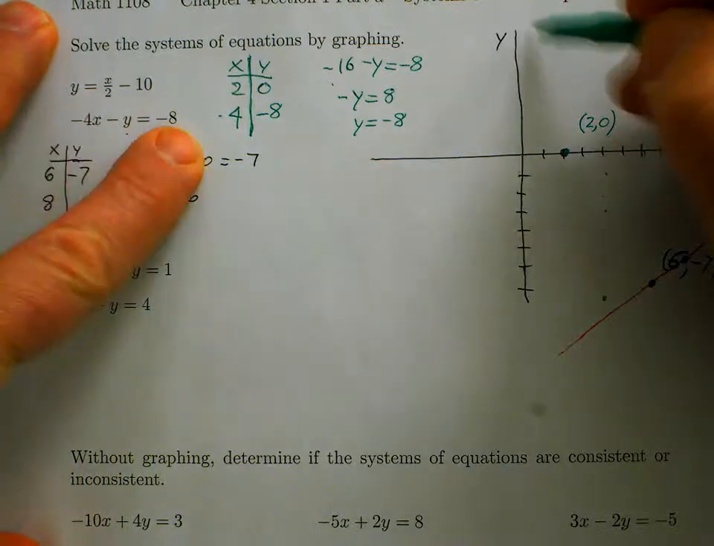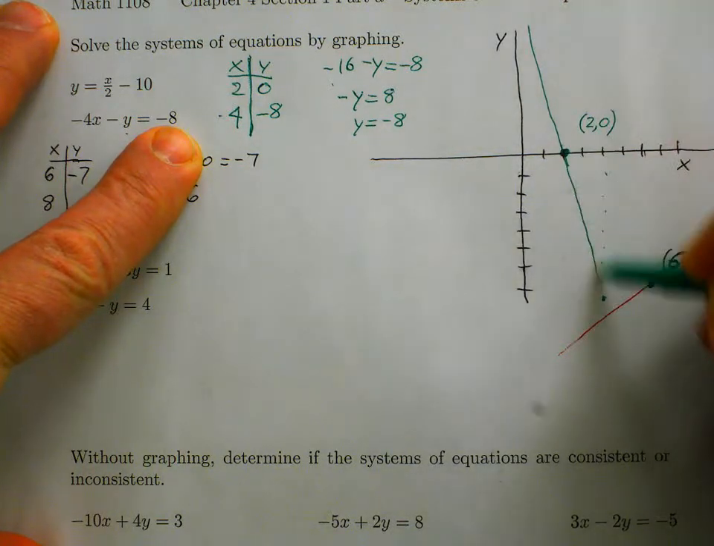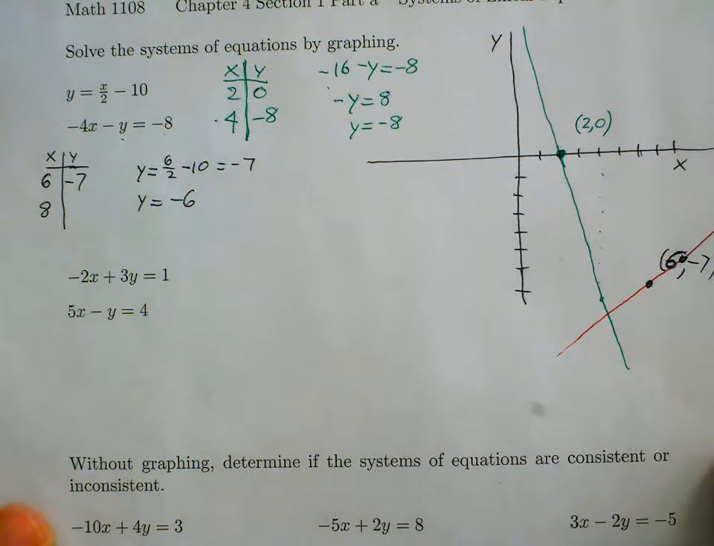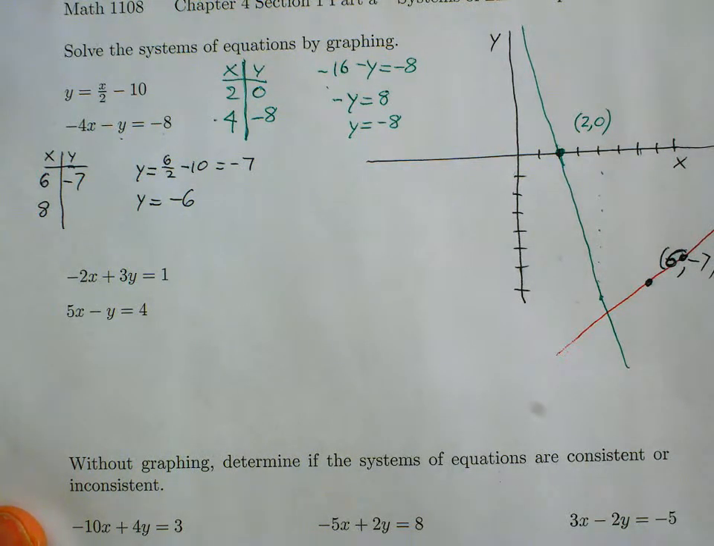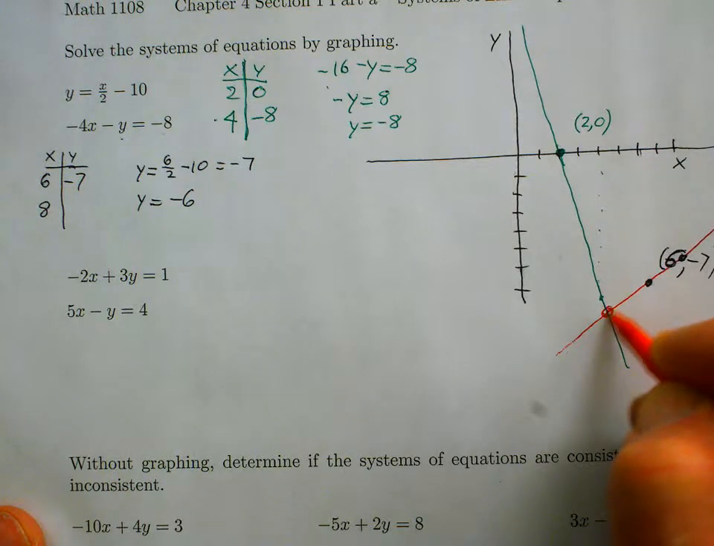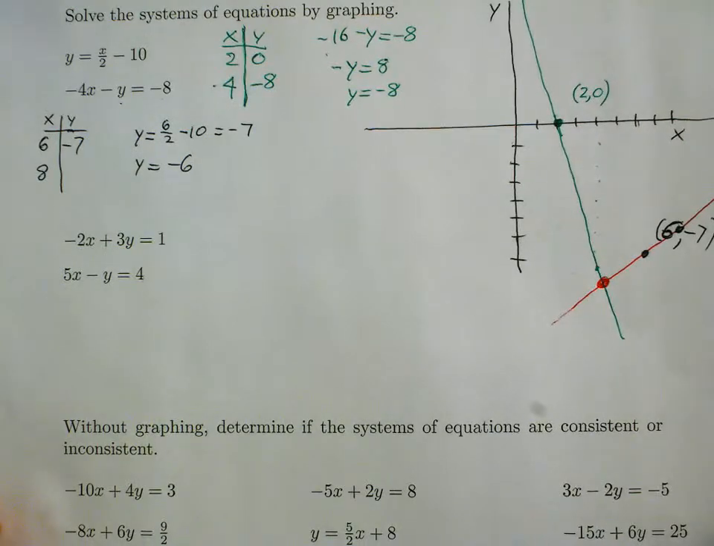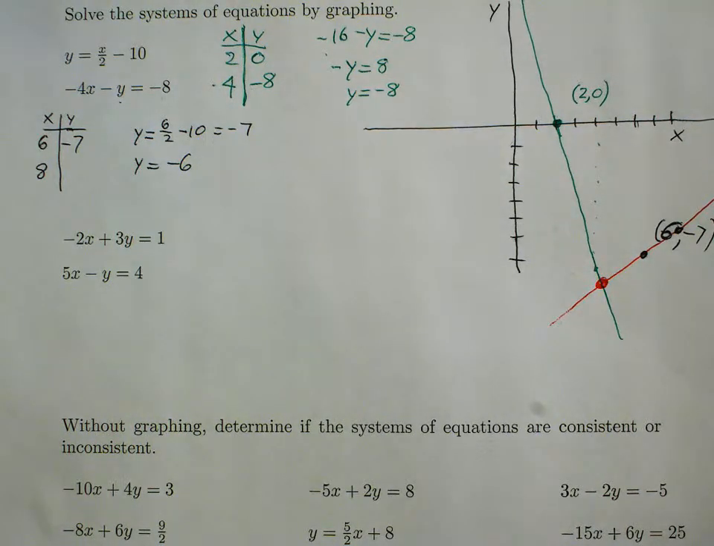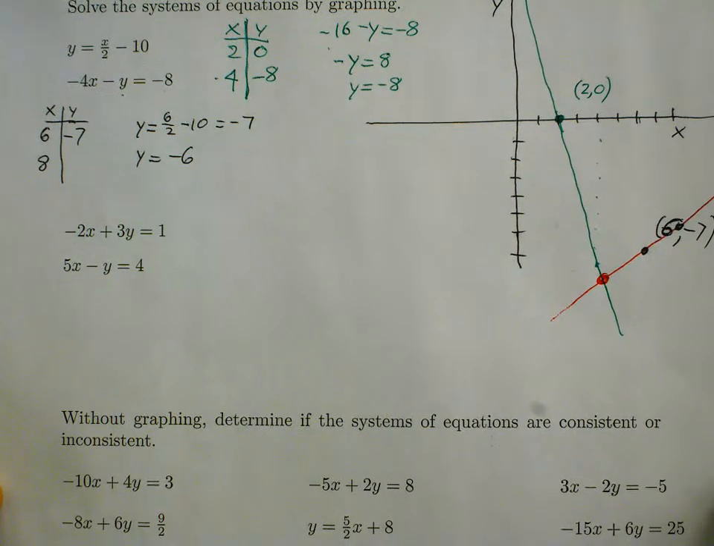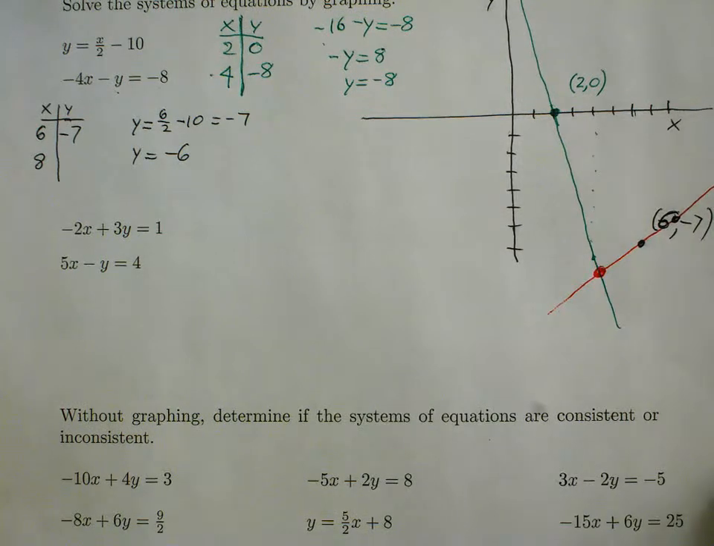So it looks like the two lines intersect down here somewhere. We know they intersect, they have different slopes. So what do you think that ordered pair should be? Well, I can't say for sure. My graph is not really extremely accurate. Okay, so I came up empty again using the solving by graphing method.